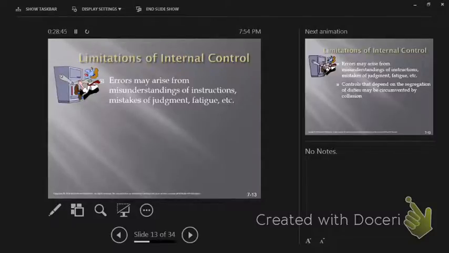Errors, there's nothing you can do about errors. Errors are mistakes. Errors happen. And so when you're doing an audit, you have to be able to tell the difference between an error and fraud. And just because it's small doesn't mean it's an error. It could still be fraud.